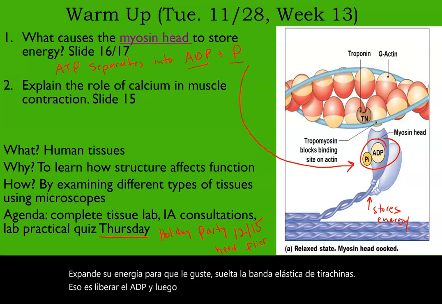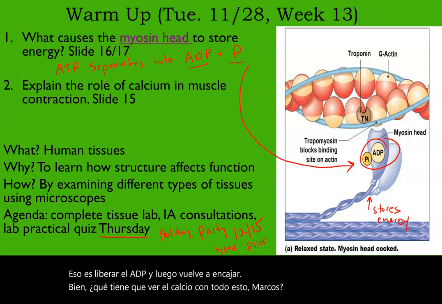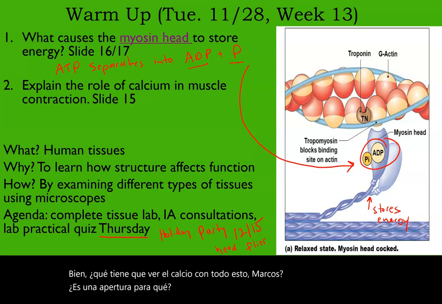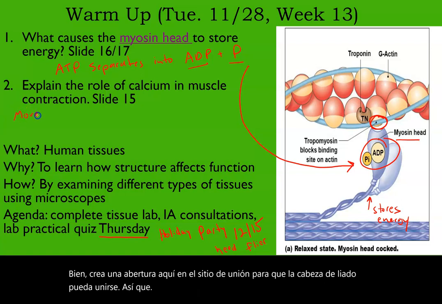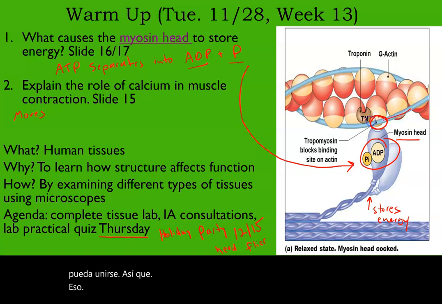Okay? What does calcium have to do with all this? Marcos? It's an opening for what? Okay, it creates the opening here on the binding site so the myosin head can attach. So it moves the tropomyosin out of the way so the head can attach.